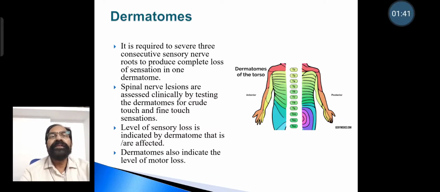Spinal nerve lesions are assessed clinically by testing the dermatomes for crude touch and fine touch sensations. The level of sensory loss is indicated by the dermatome that is affected. Dermatomes also indicate the level of motor loss.